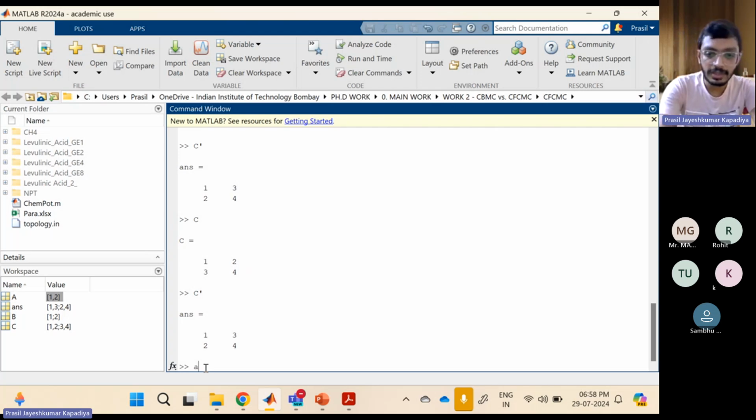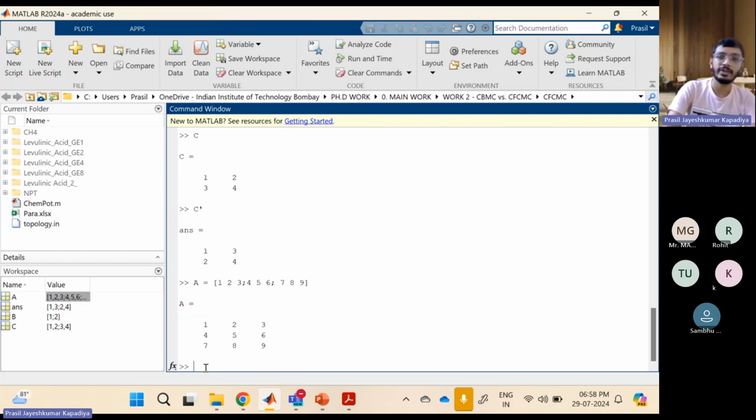Okay, let's say I'm defining a 3 cross 3 matrix. A is equal to 1, 2, 3. This is my first row. After that first row, I will add 4, 5, 6, and 7, 8, 9. So what will I get? 1, 2, 3, 4, 5, 6, 7, 8, 9. Guys, just a minute. Give me a minute. I'm sorry.